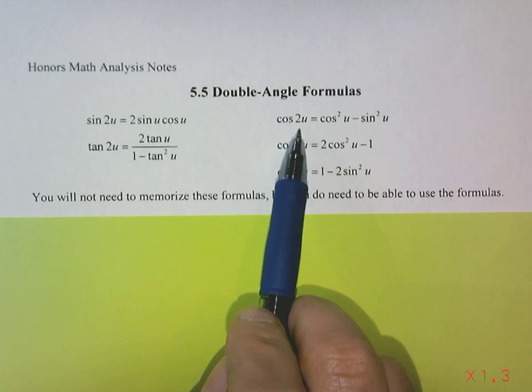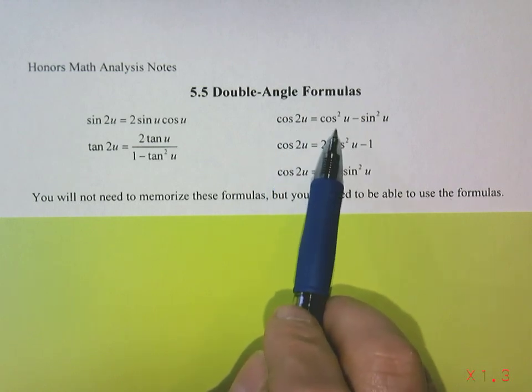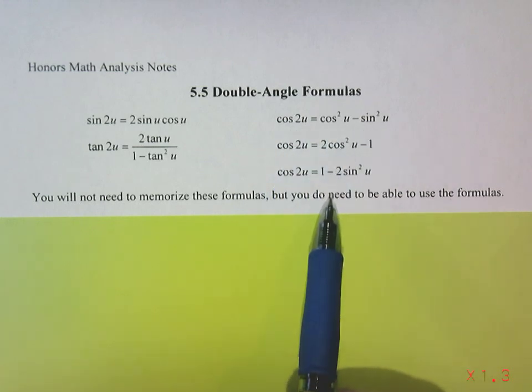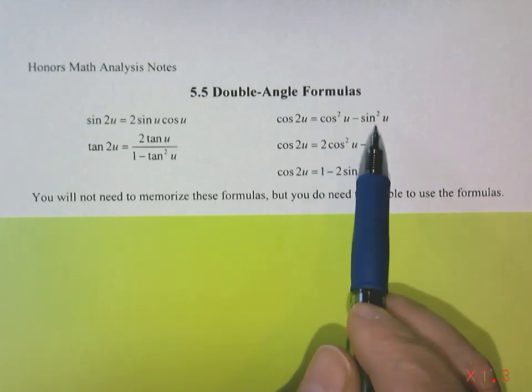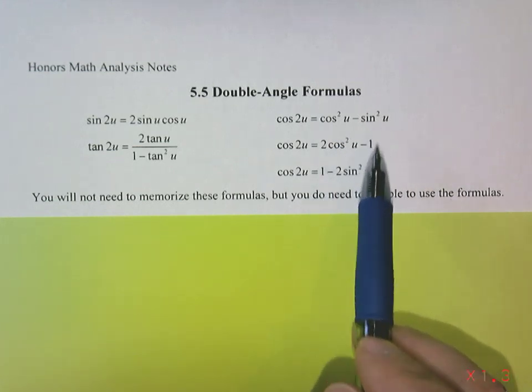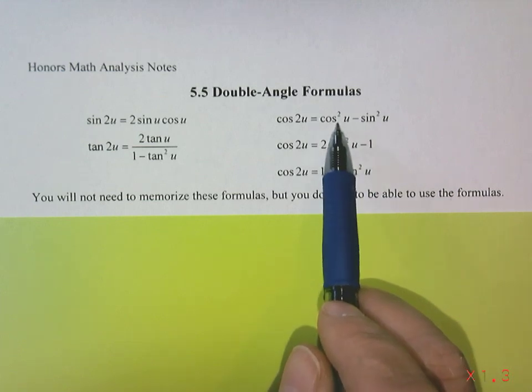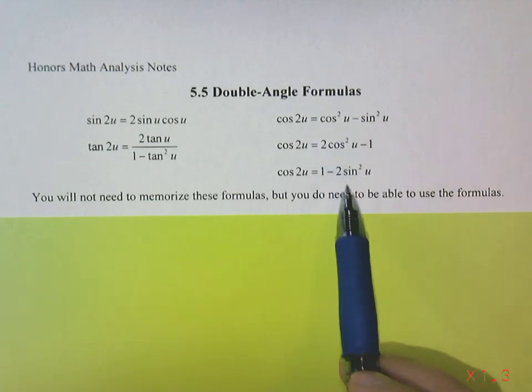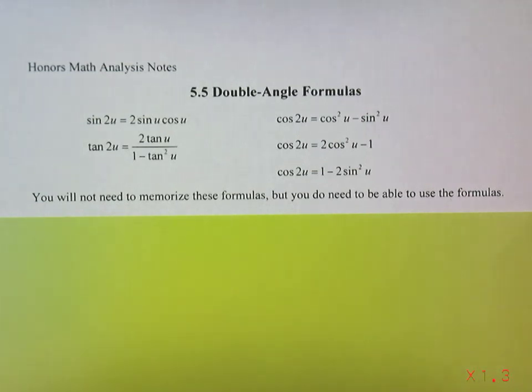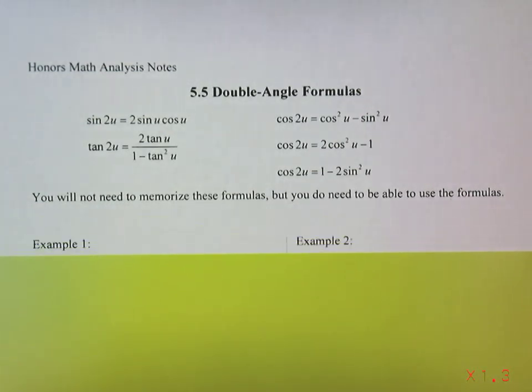So cosine of twice an angle could be cosine squared of the angle minus sine squared of the angle. If you replace sine squared with 1 minus cosine squared, you get this formula. If you replace cosine squared with 1 minus sine squared, you get this formula. So it doesn't matter which one you use, and you don't have to have these memorized for this class.